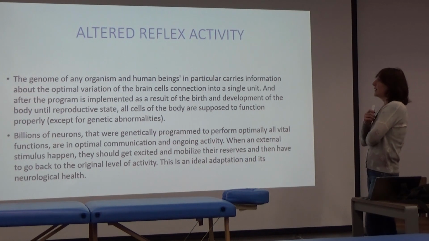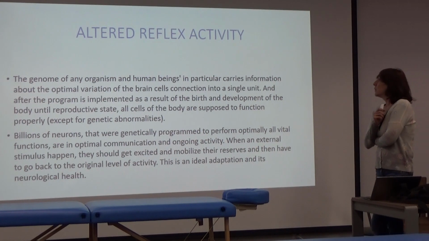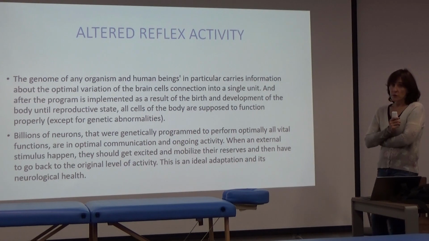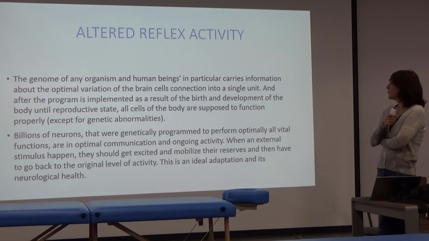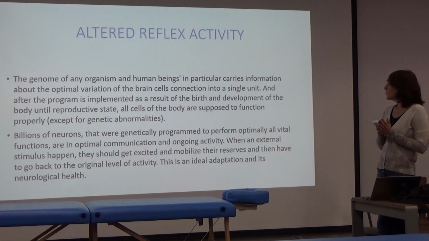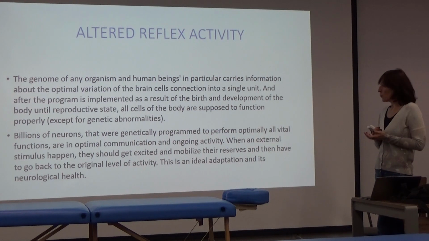The genome of any organism, including human beings, already carries the optimal variation of the brain cell connection in a single unit. After this program is implemented through birth and development of the body until reproductive state, all cells in the body are supposed to function properly, except for, again, genetic abnormality. We are designed to function properly.